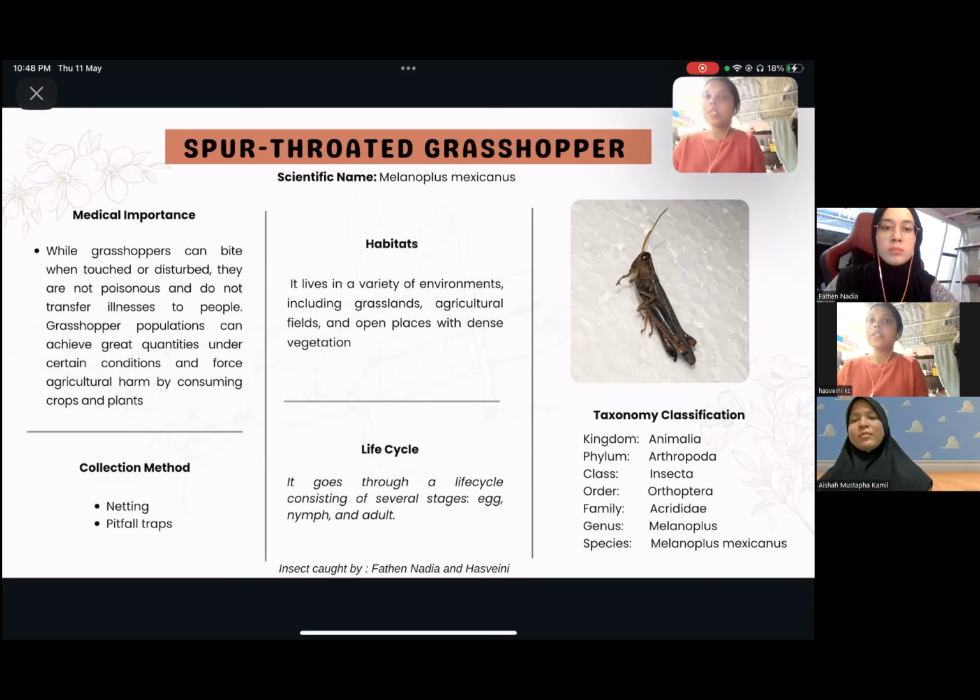It lives in a variety of environments, including grassland, agricultural fields, and open places with dense vegetation. And the life cycle consists of several stages, such as egg, nymph, and adult. So those are the taxonomic classification. And next.